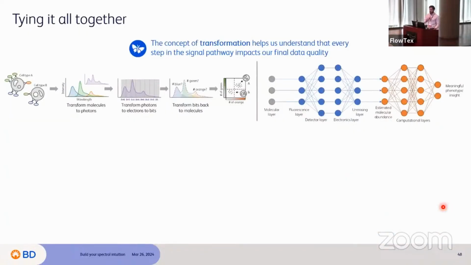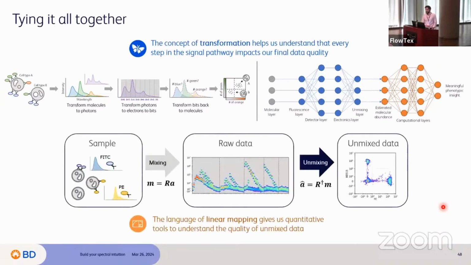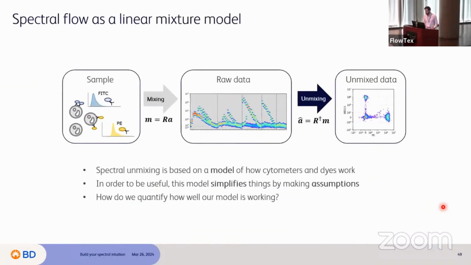So again, let's tie all of this back together. I've introduced spectral with the concept that we're transforming our signal, and the quality of our transformation at every step in that pathway impacts our final data quality. And I've shown how we can also represent this as a process of linear mapping, where we apply a linear mixture model. And it turns out that the language of that math can give us quantitative tools to understand the quality of our unmixed data.